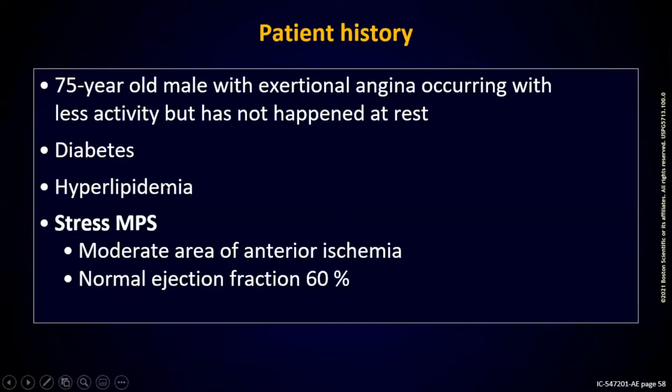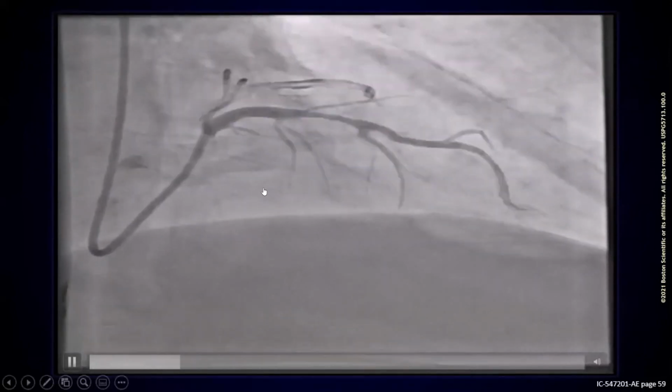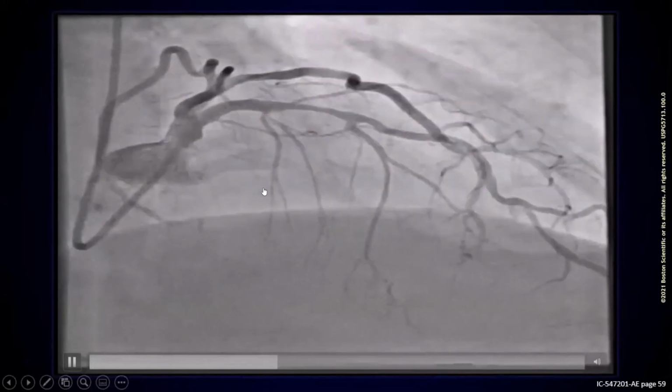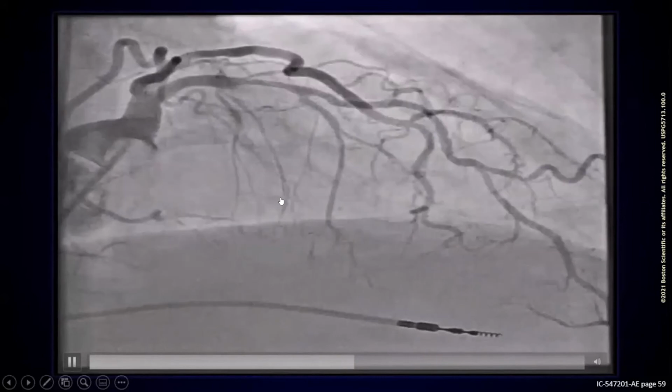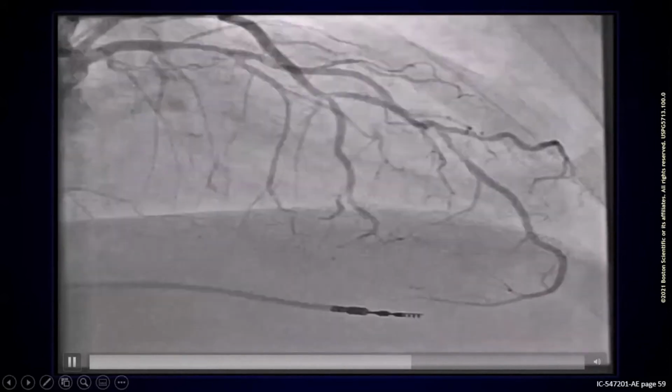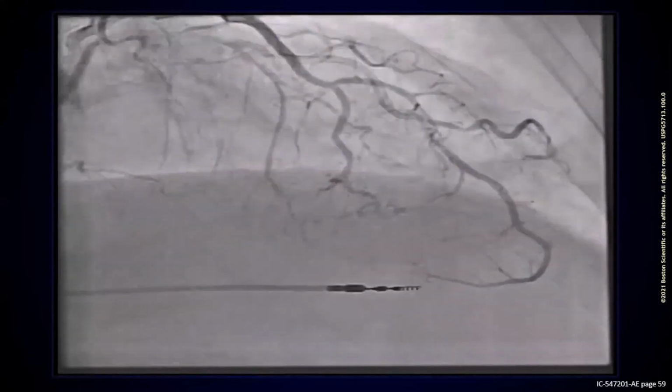The next one is a 75-year-old male, which is slightly less complex, with exertional angina occurring with less activity. He has diabetes and hyperlipidemia, stress MPS is positive, and this is his angiogram. And what would people do? FFR or IVUS? Quick question. Dr. Shazia Hussain.